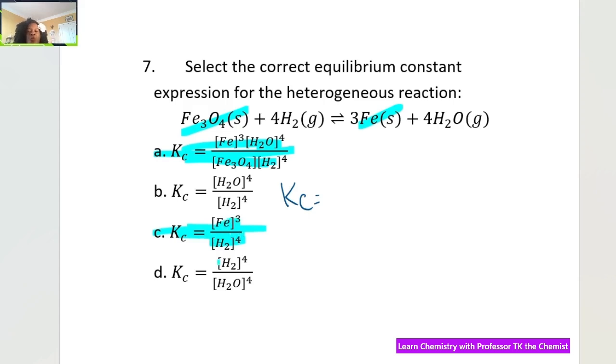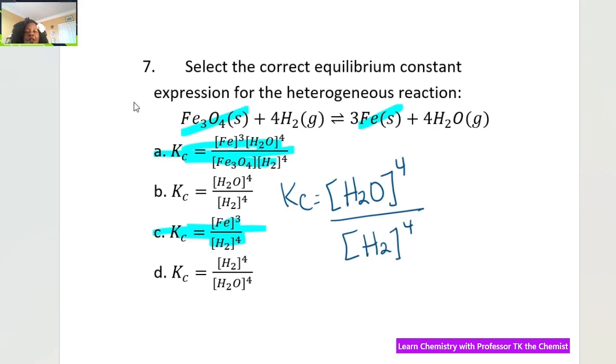So you see, we eliminated A and C. On the very top, we're going to put H2O raised to the power of 4, and H2 raised to the power of 4. So yes, the answer is letter B.